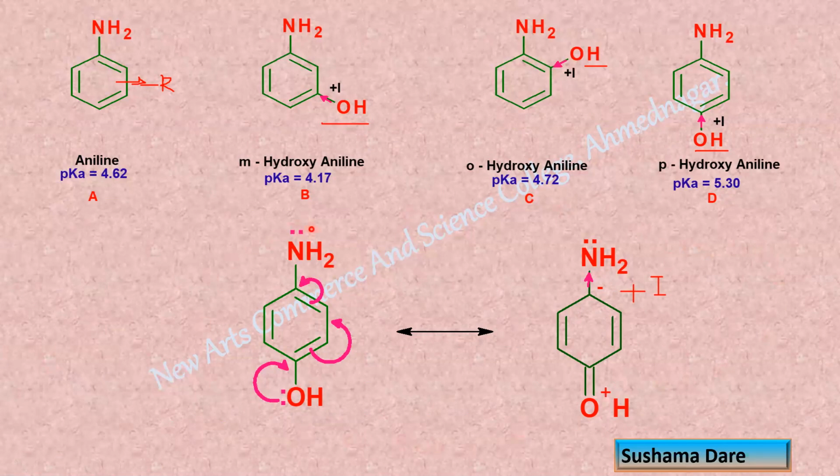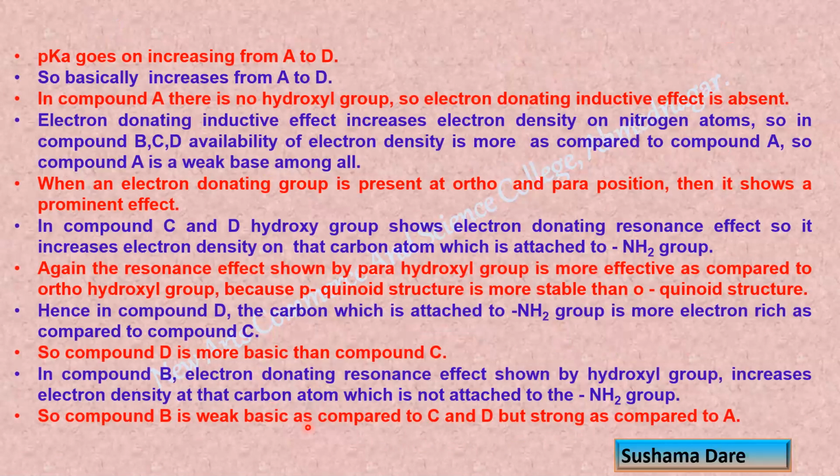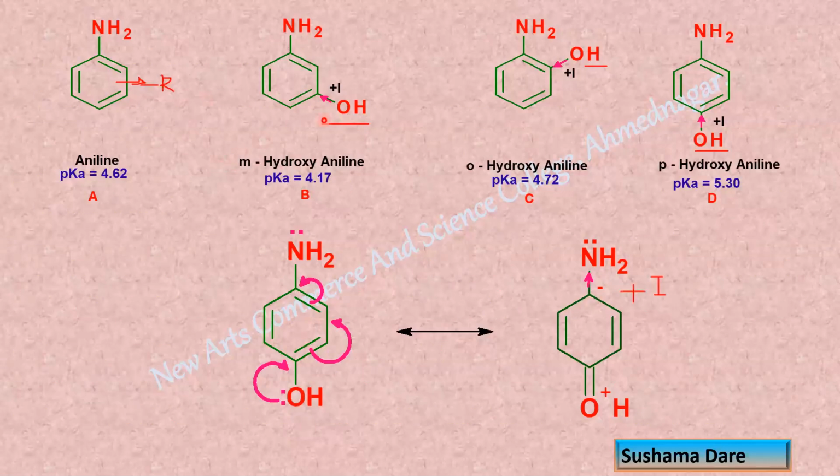So this type of resonance is possible in case of a para-hydroxy group as well as in case of an ortho-hydroxy group. But such type of resonance effect we cannot see in case of a hydroxy group which is attached at the meta position. So when the hydroxy group is attached to the meta position, then it increases the electron density on the para carbon with respect to the hydroxy group.